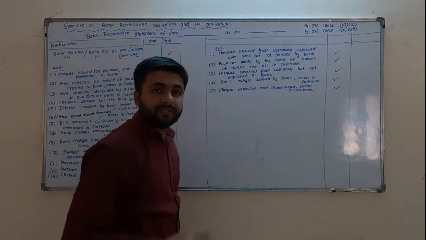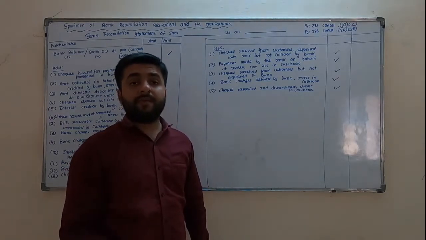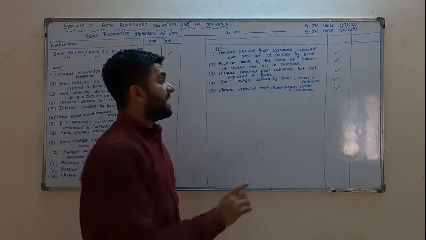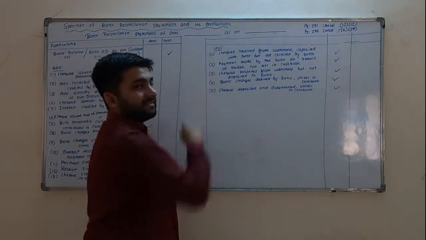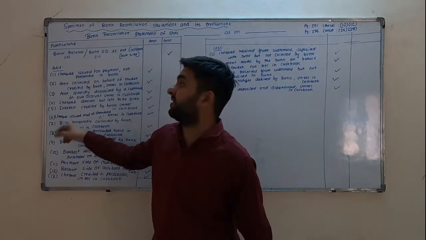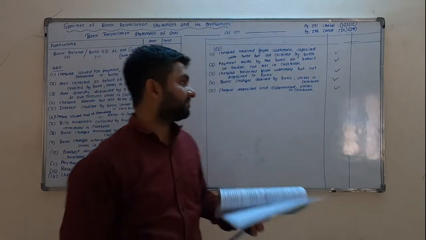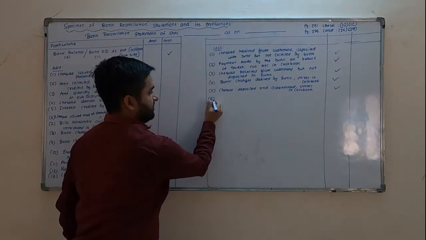Now check is deposited. Deposited means plus. So bank has to add in our account, but bank is not adding and bank is rejecting. Bank is not adding, so less. Here bank is not subtracting, so plus. 6.